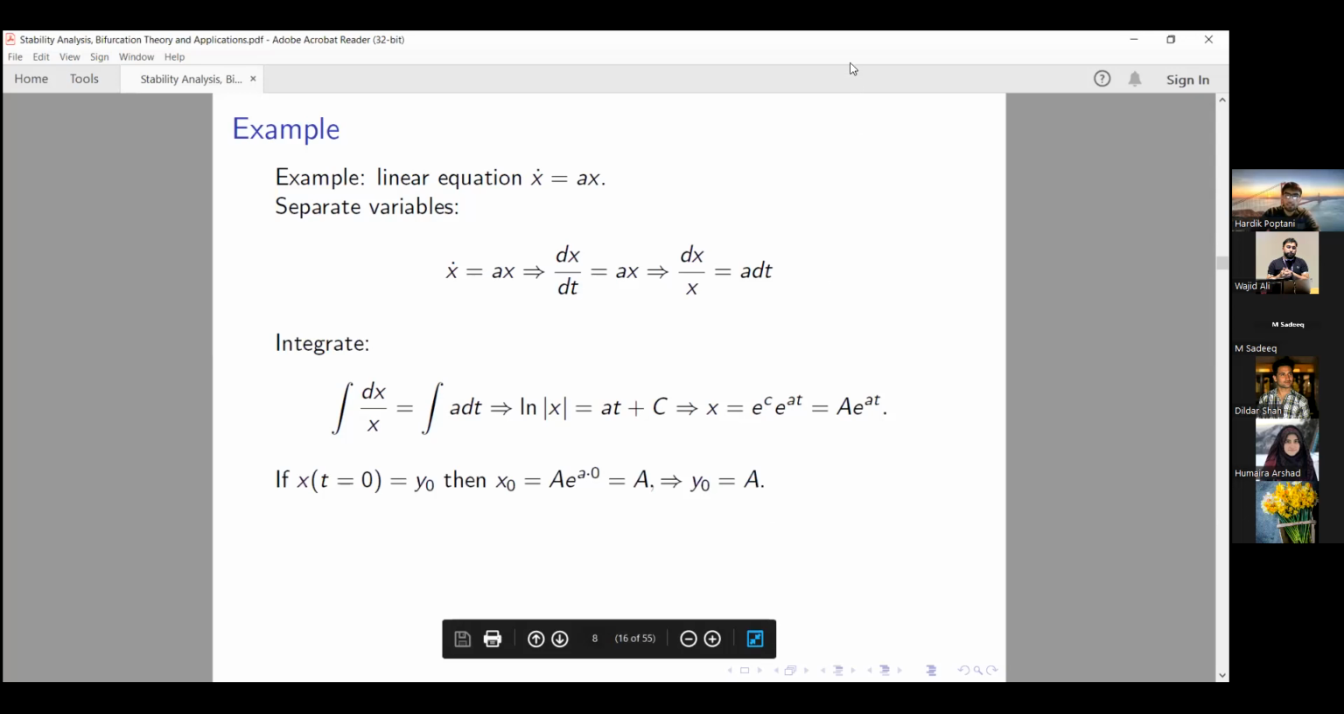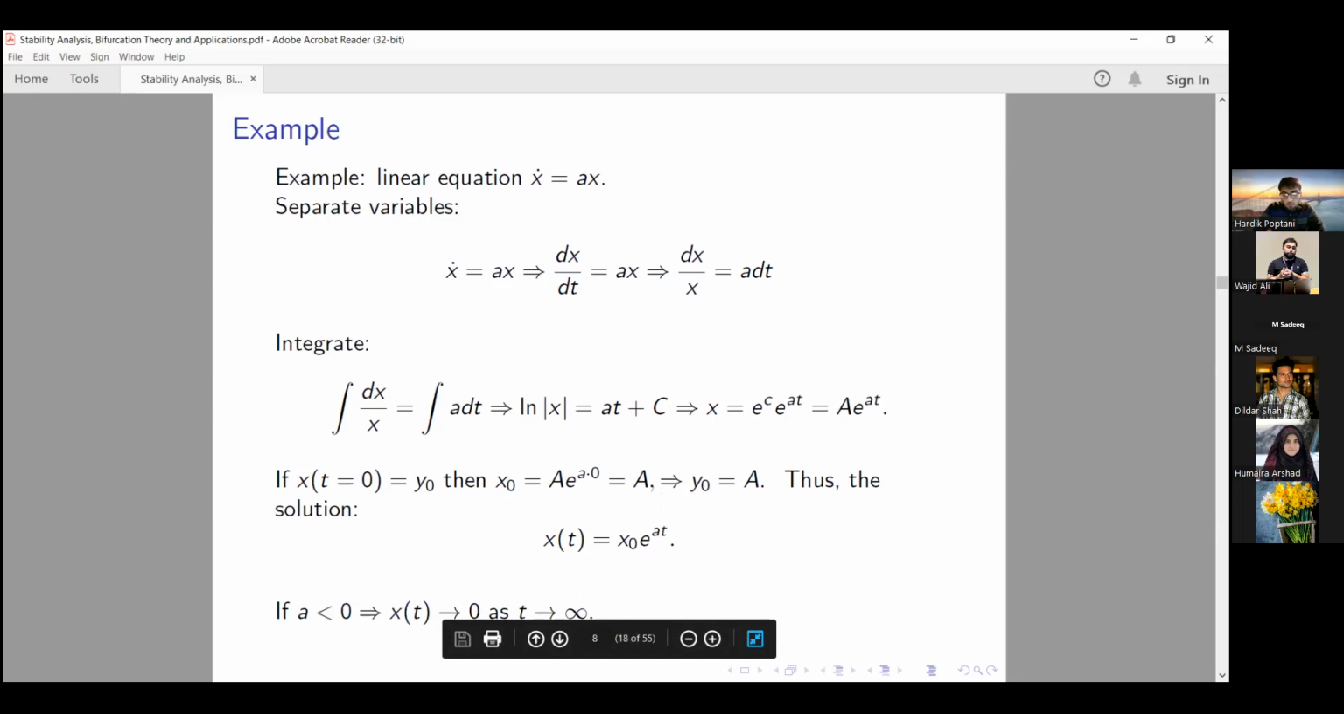So if x of t is equal to y naught, let's say that's the initial condition, then x naught, which is also by definition an initial condition, equals a times e to the power 0, because time is 0, which therefore means y naught is equal to a. So a right here is the initial condition. Thus the solution: again, x naught and y naught are exactly the same, I've just written it as such. x of t equals x naught times e to the power a t.